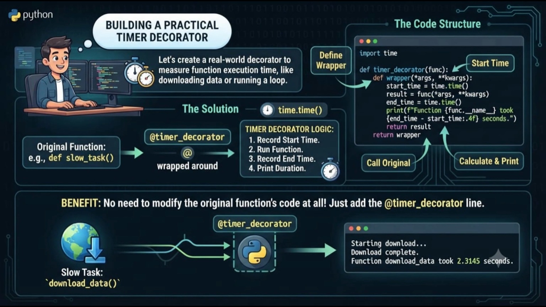Let's build a practical, real-world decorator that beginners will love, a timer decorator. Imagine you write a function that performs a slow task, like downloading data or running a loop. How long does it take? We can write a timer_decorator that records the start time using Python's time module, runs the function, records the end time, and prints the total duration. No need to modify the original function's code at all.